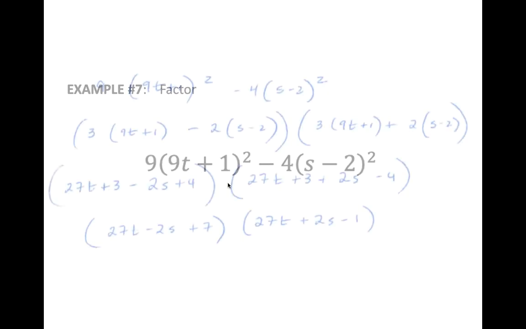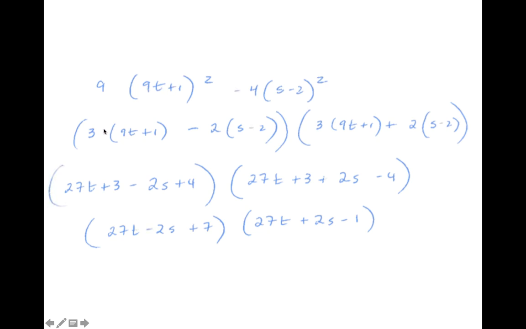Now this one is random again, but it is the difference of perfect squares. And so I'm going to find the square root of this, which is 3x plus 1, and the square root of this one, 2x minus 2. And I'm going to subtract them first and then add them. And then I simply just clean it up. I just multiply everything out and bring all the numbers together.